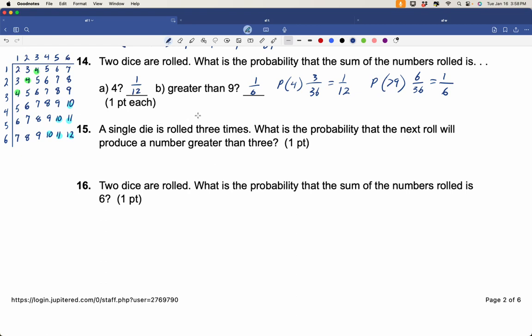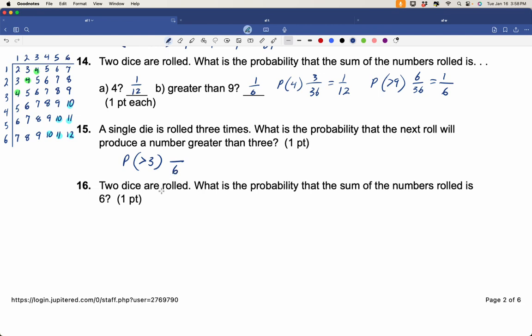It's okay. A single die is rolled 3 times. So let's think about a single die. Here's one single die. You have 1, 2, 3, 4, 5, 6, right? What is the probability the next roll will produce a number greater than 3? So greater than 3 is our probability.